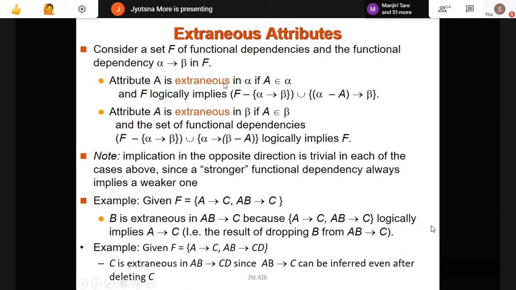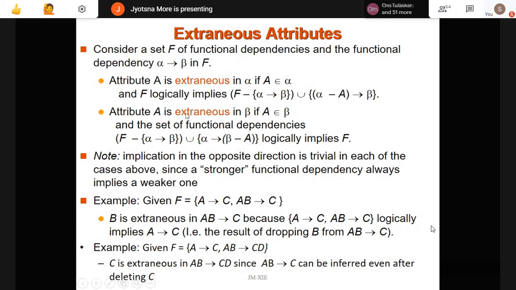Attribute A is extraneous in alpha if A belongs to alpha. A is present in alpha, but it is extraneous. Alpha means left side, consider, beta means right side. So on the left side, one of the attributes is extraneous if F logically implies, you have to solve this, F minus alpha determines beta, union with alpha minus A determines beta.